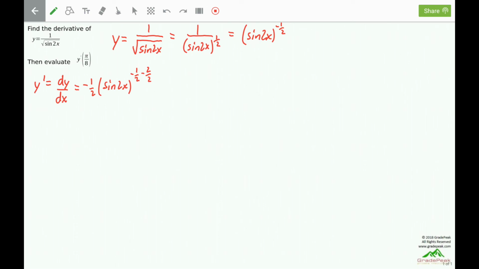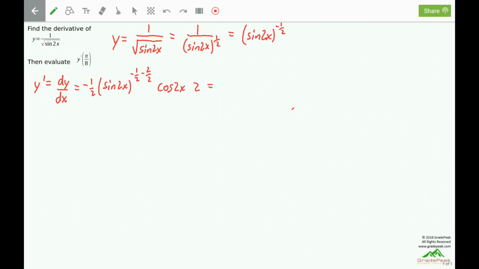The derivative of sine of 2x is cosine of 2x, but because the inside of that trig function is not just an x, again we have to take the derivative of that inside, the derivative of 2x, which is a 2, to complete that chain rule. This is a double chain rule. We have a 2x inside of a trig, which itself was inside of a power function. That's a double chain rule.